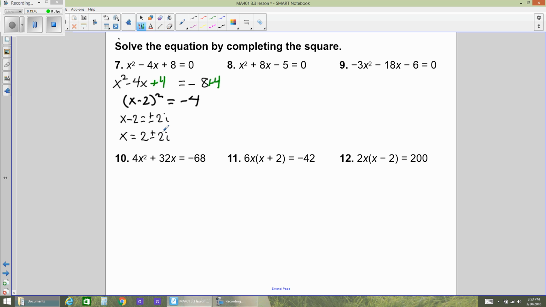All right, number 8, it says x squared plus 8x minus 5 equals 0. Step 1 is move the constant. And step 2 is factor the a value. Now I'm lucky again because my a value is 1. So there is no factoring. So I'm already ready to add. So I'm going to take half of 8, which is 4. 4 squared is 16. And so that is what I add to the other side.